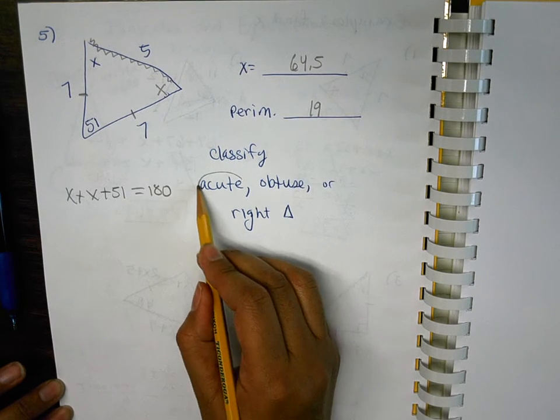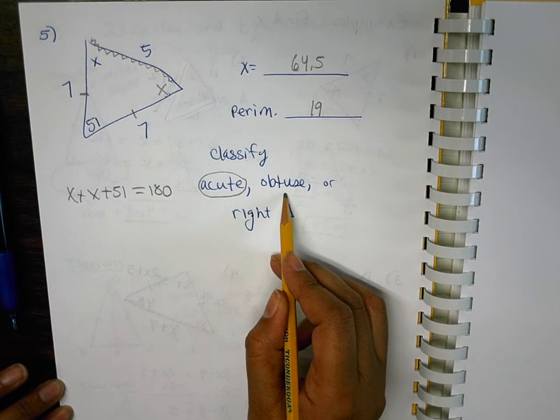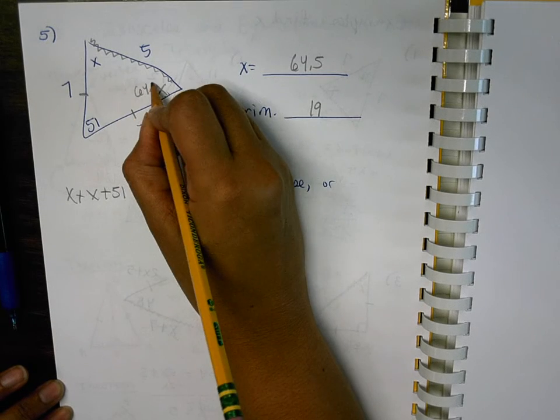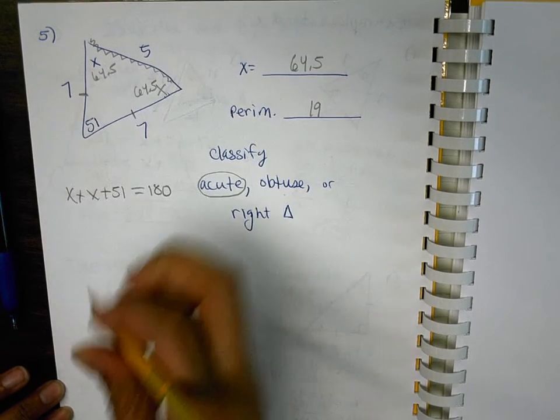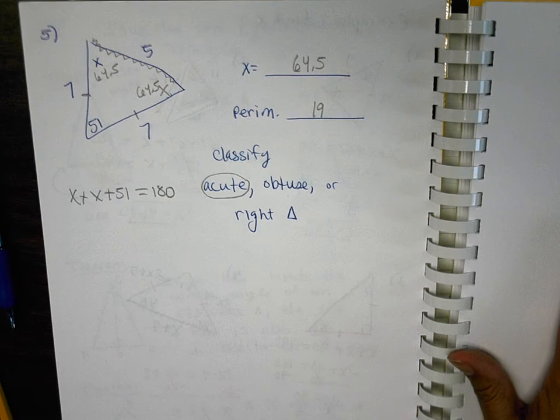Is it acute, obtuse, or right? Acute. Why? Because obtuse means you have an angle bigger than 90, or any of these angles bigger than 90. Right means equal to 90, which they are not. Make sense?